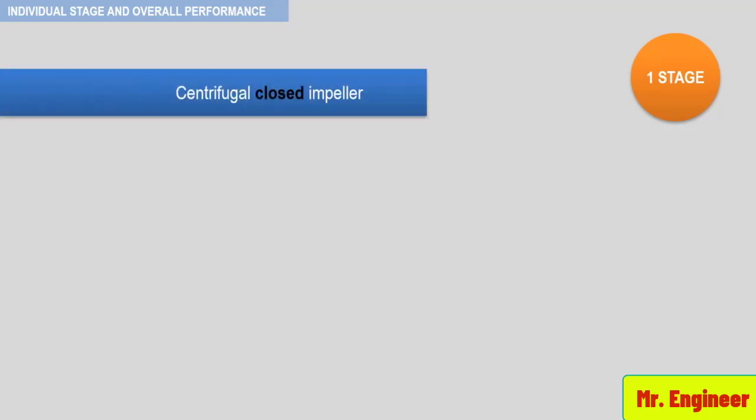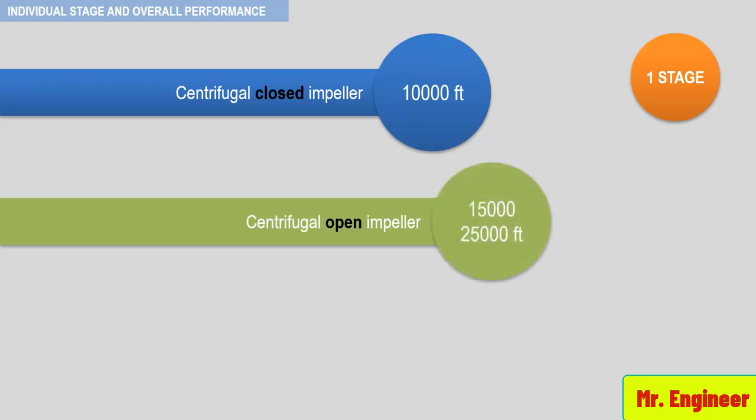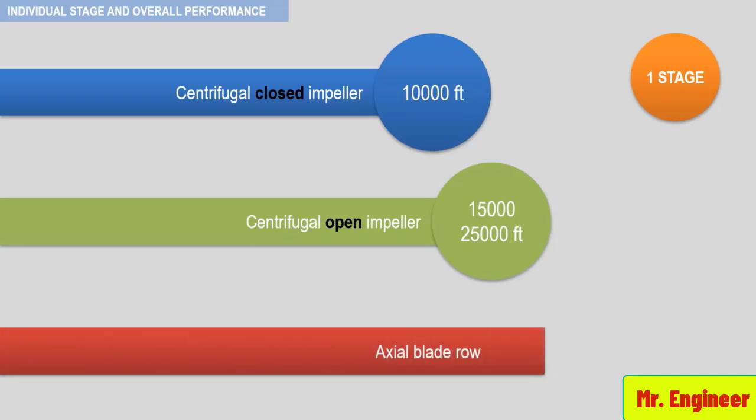Most of the dynamic compressors used today are multi-stage because the head required by most processes is in excess of the head produced by one stage of a dynamic compressor. Typical values for one stage of dynamic compression are as follows. In the case of a centrifugal closed impeller, the head can reach 10,000 feet. In the case of a centrifugal open impeller, the head can be in the range of 15,000 to 25,000 feet. And in the case of an axial blade row, the head can reach 3,000 feet.